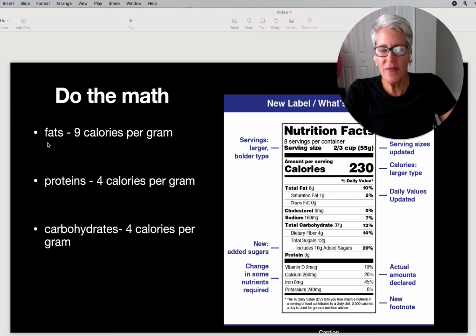So if I know that all fats, polyunsaturated, saturated, and unsaturated fats, are all nine calories a gram.